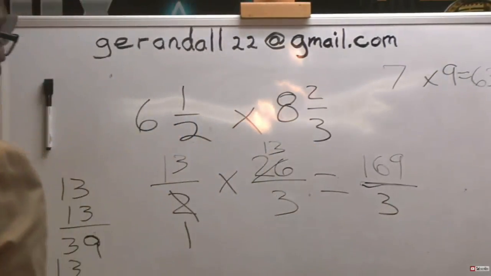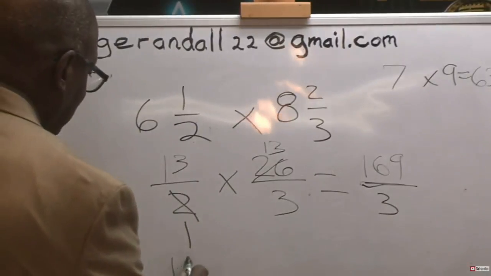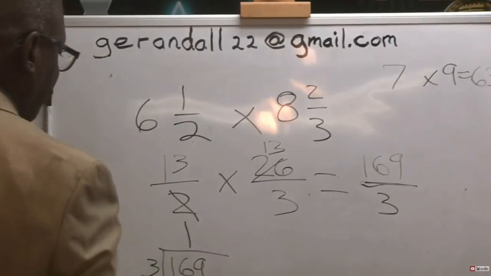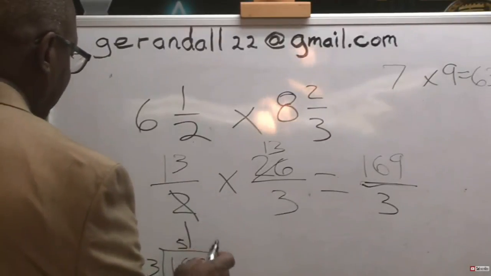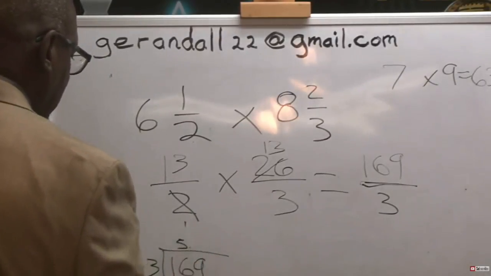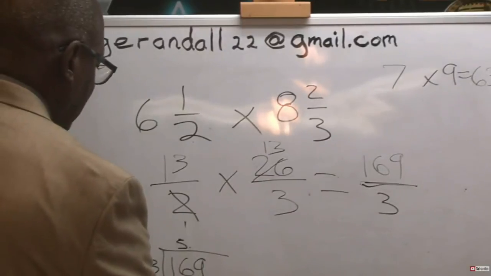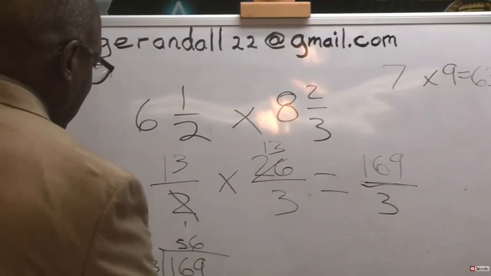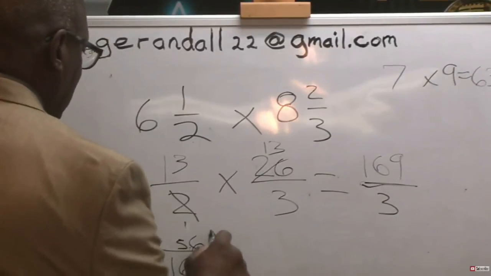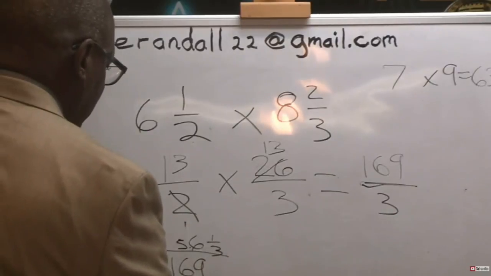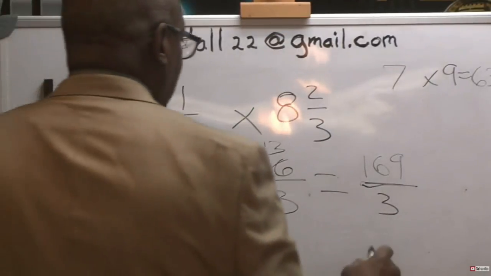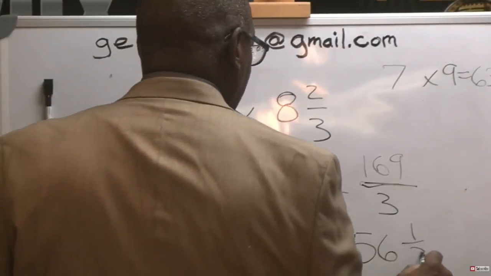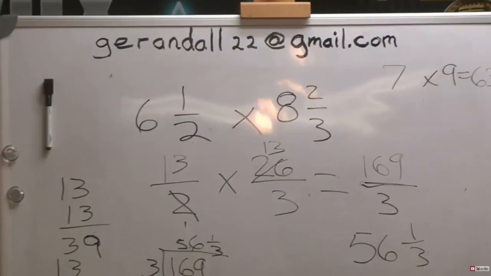And again, we have another division problem. 169 divided by 3. 3 goes into 16, 5 times. That's 15. Bring down the 9. That's 18. And 1/3. So our answer would be 56 1/3 feet.